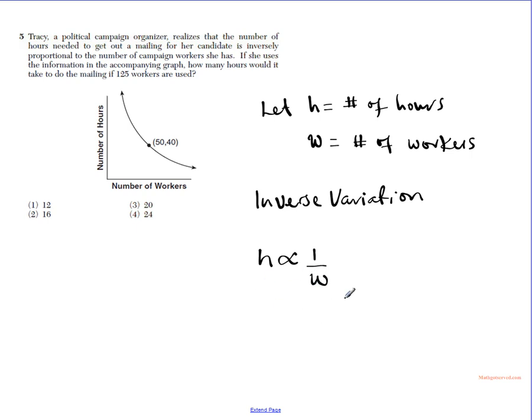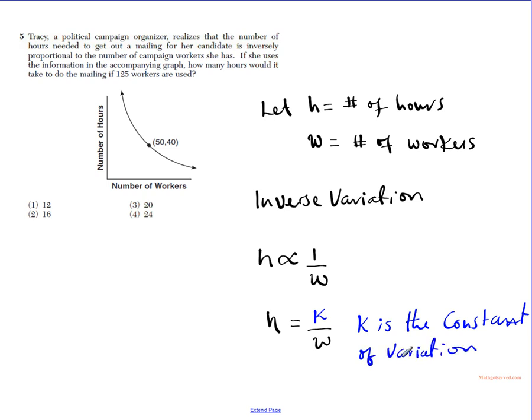If we introduce a constant of variation, then we can make this an equality. So let's call k our constant of variation. That makes me conclude that h equals k over w. This k that I just introduced is the constant of variation, in this case, inverse variation.